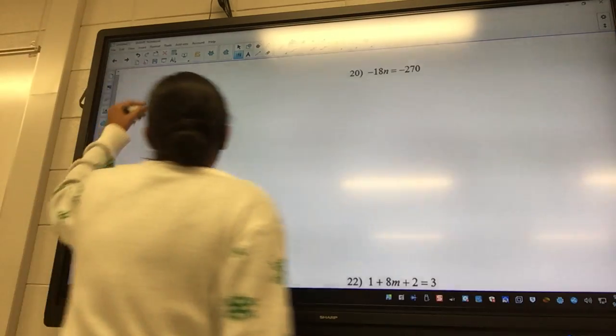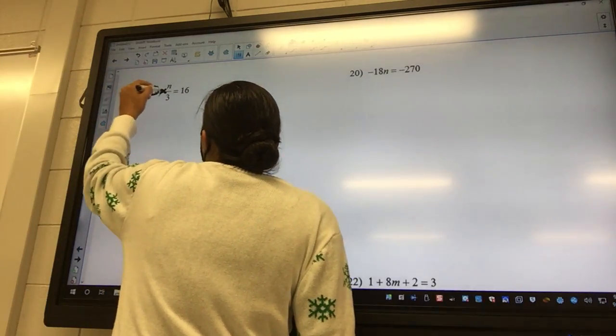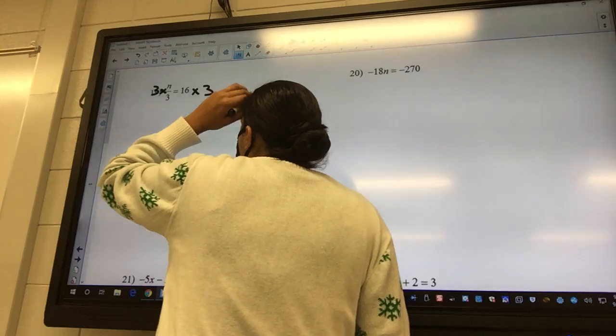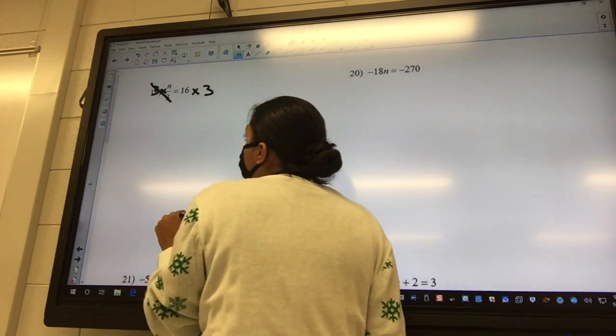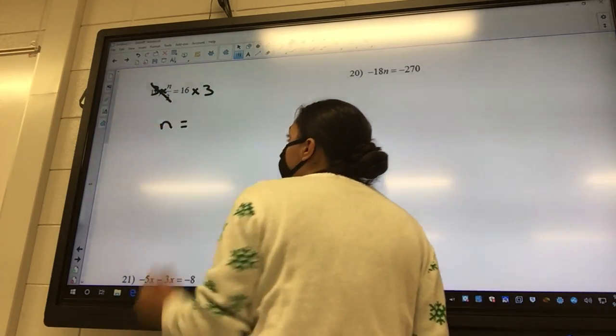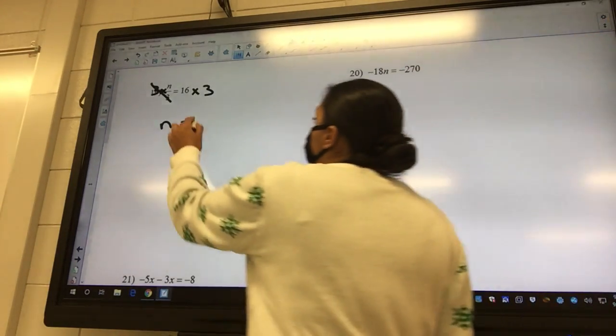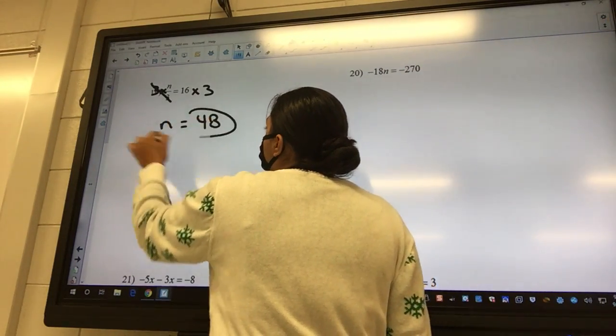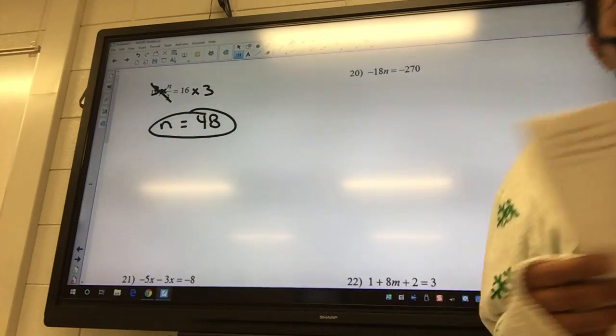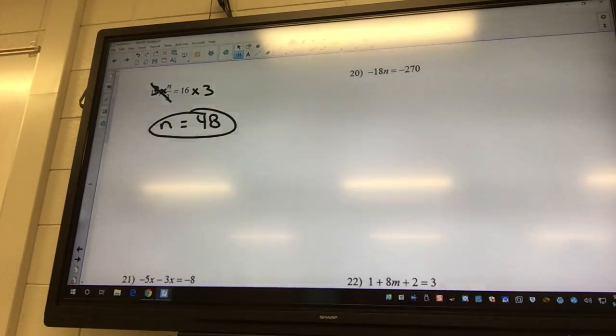So you're going to do the opposite, okay? So you're going to say times 3. If we do it to one side, we got to do it to the other. So these 3's cancel, and I got n equals, what is 16 times 3? 48. Gracie, put it up.